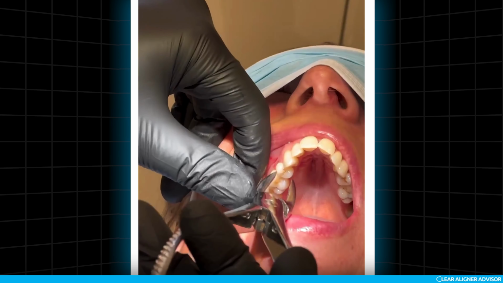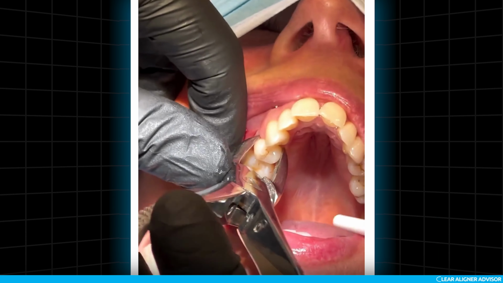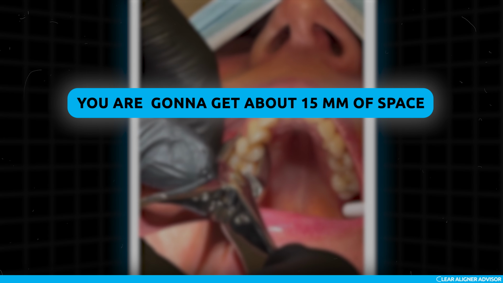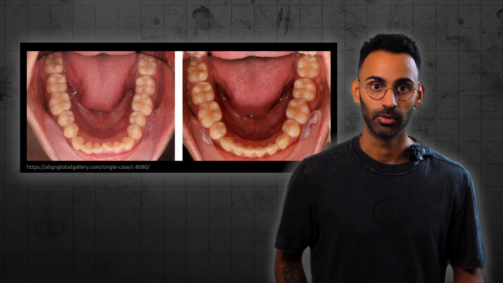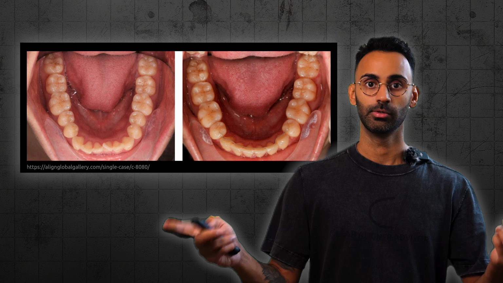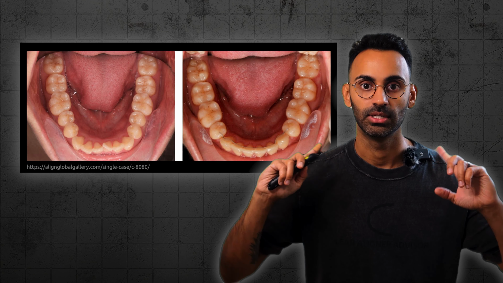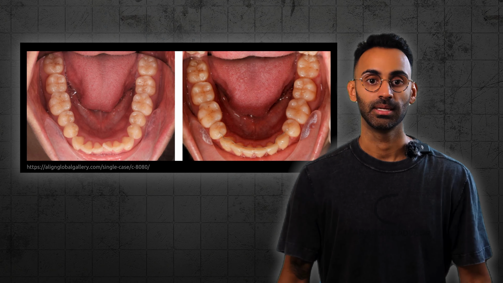You can also extract premolars. And when you extract premolars, you're gonna get about 15 millimeters of space. And the most common premolar that is extracted is the first premolar. And what happens is those premolars are removed, as you can see here, and then the canines are distally translated to fill that space. Now, something to remember, distally translating canines is actually not the easiest and most predictable thing to do, because you are at risk of tipping the teeth instead of actually translating them. So something to take into account if you're considering this option.